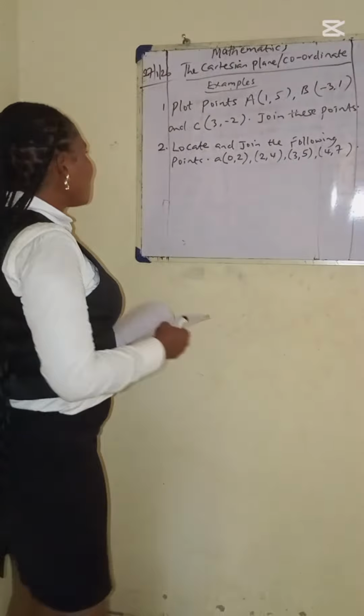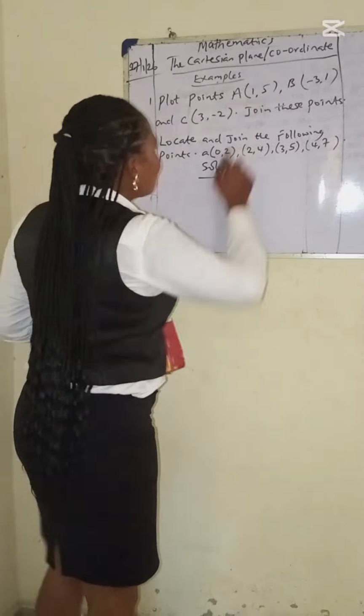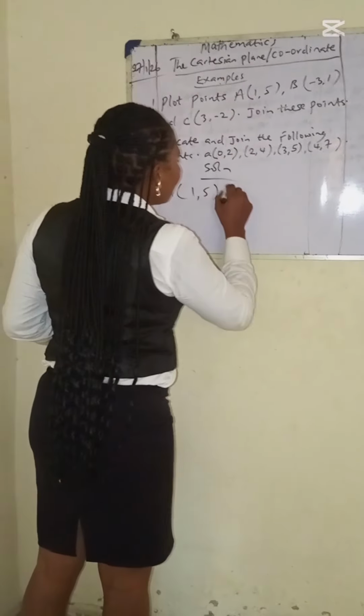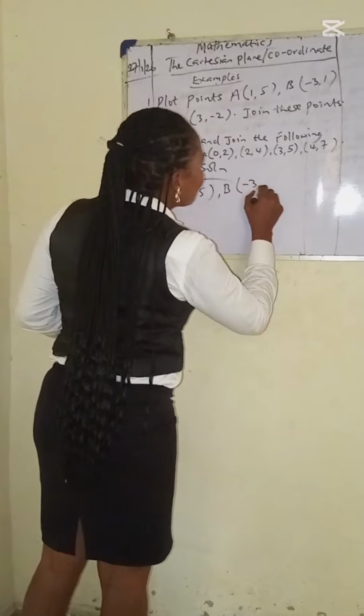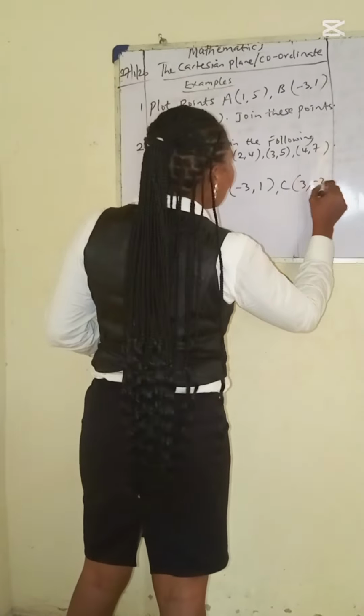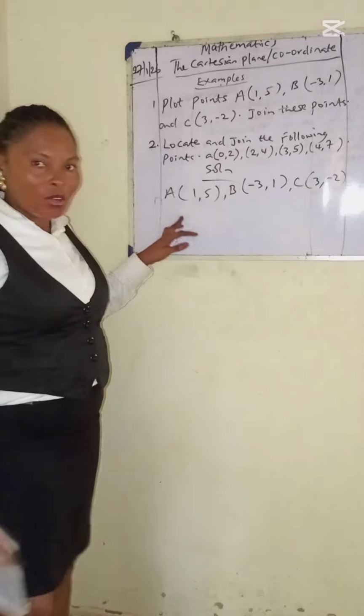This example 1 says plot point A. Let's take the solution. Point A is what? (1, 5). B is (-3, 1). C is what? (3, -2). If you look at this, these are an example of the coordinates.